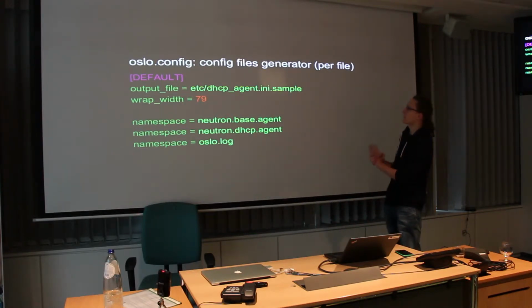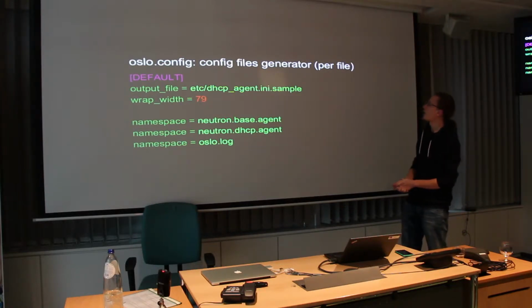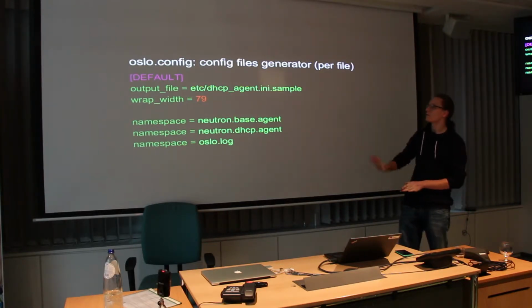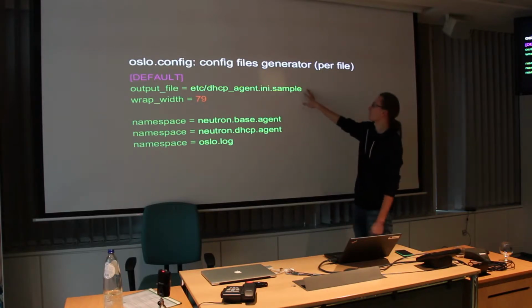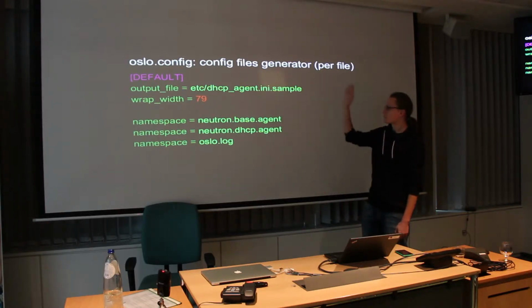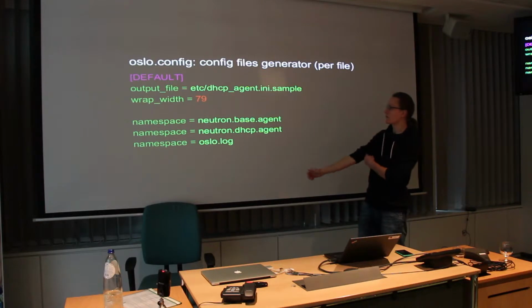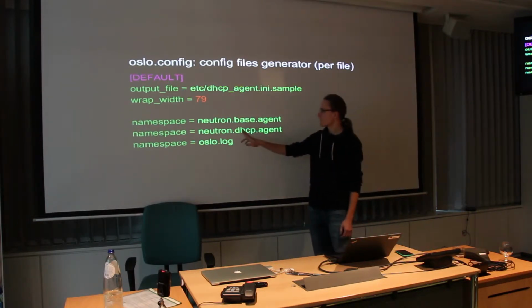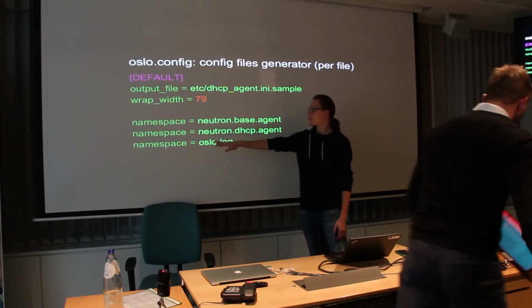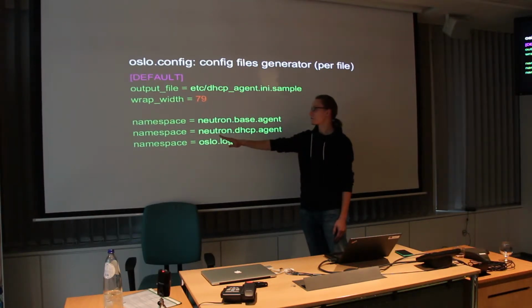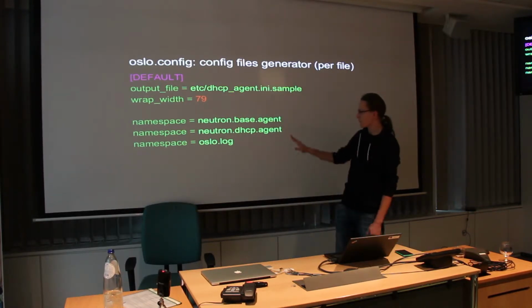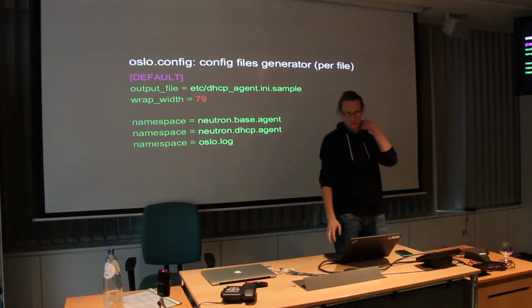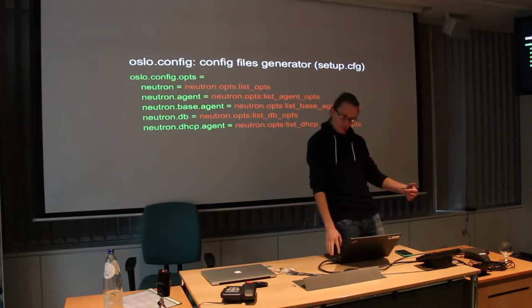That's how it's done in practice. So again, it's Neutron, the HTTP agent. We have such a file for every configuration file that we want to generate. In this case, it's the HTTP agent sample. It has some additional properties, but the main thing here is that it gives us the list of namespaces that we want to include in this file. Namespaces are actually the definitions of options. And let's look at how they are defined.